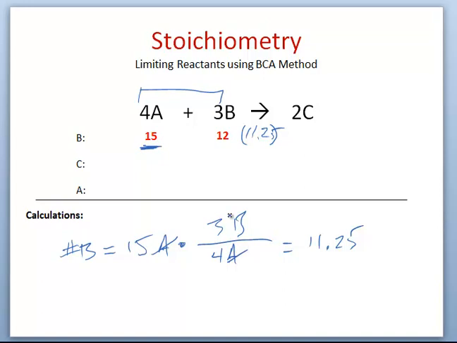The A's cancel, by the way. And I think you can see that, do we have 11.25? Yeah, we sure do. In fact, we have a little bit more. Therefore, since we have a surplus of B, that is excess. Therefore, A is limiting. And so for the purposes of finishing the rest of the calculation, you're going to base your calculation on the 15. Okay? All right? Let's try another one.